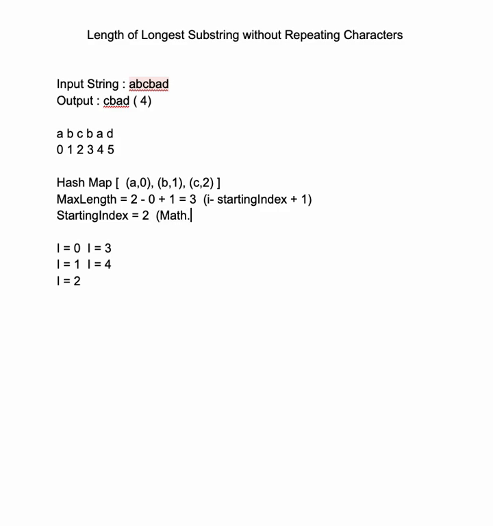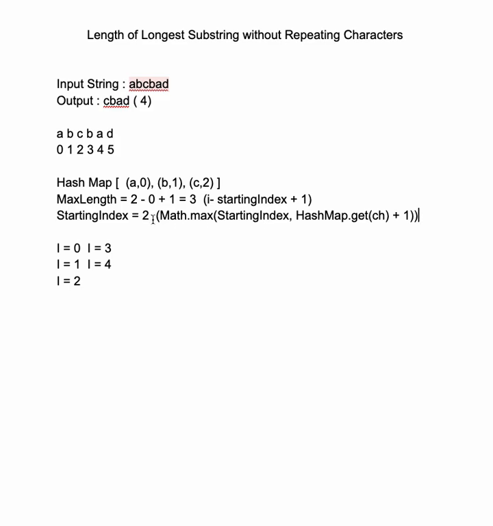So it would be Math.max of starting index comma hashMap.get of the character which we are checking plus 1. So this would be the formula over here. So in this case, we got hashMap.get of A is nothing but 0, 0 plus 1 is 1, but the starting index is 2.